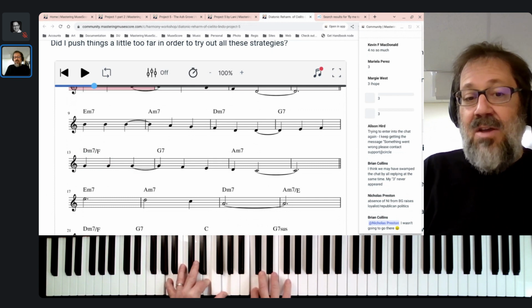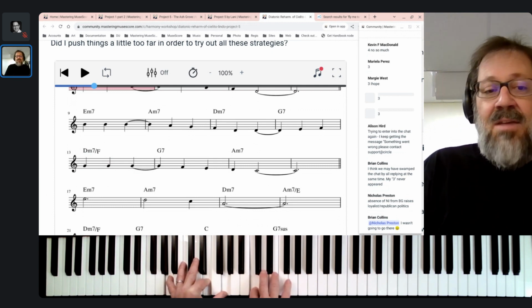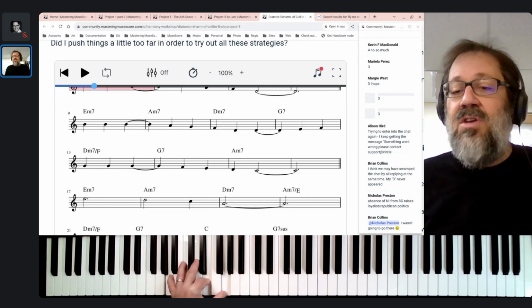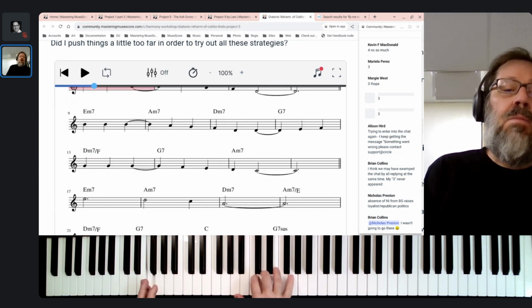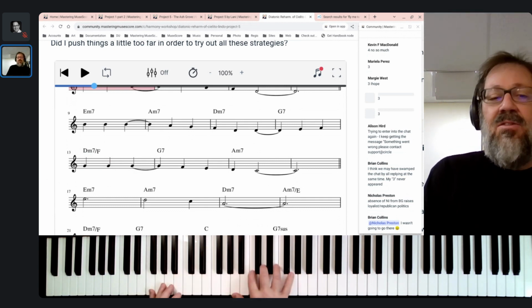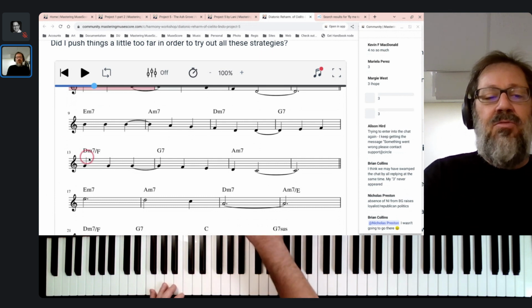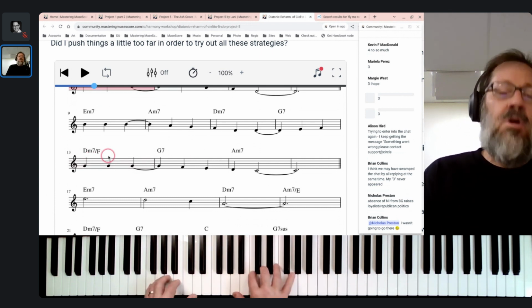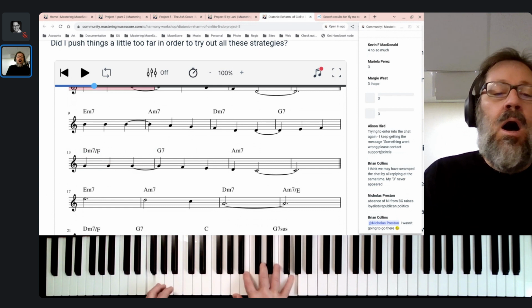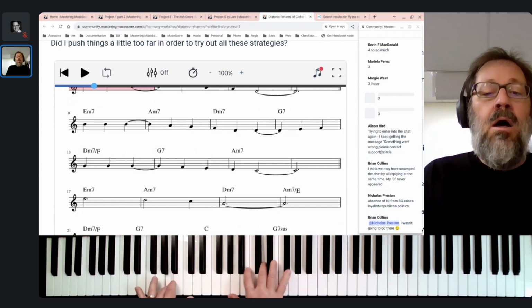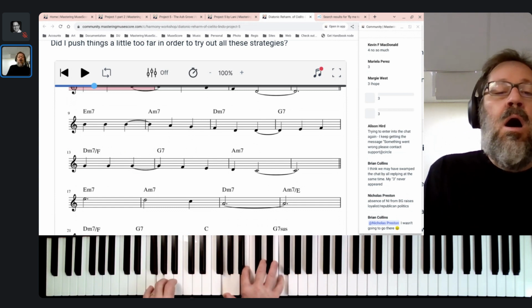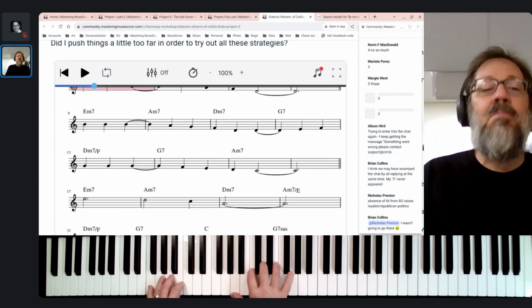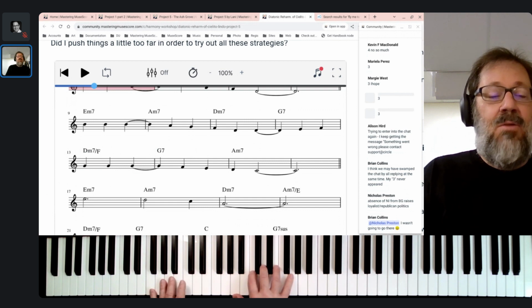That deceptive resolution is really nice as is. And I want you to sing this line with me. Sing this bass line with me as I play these four measures. Sing that with me again. Oh, sorry, I messed up. I'm trying to do three things at once. Okay.